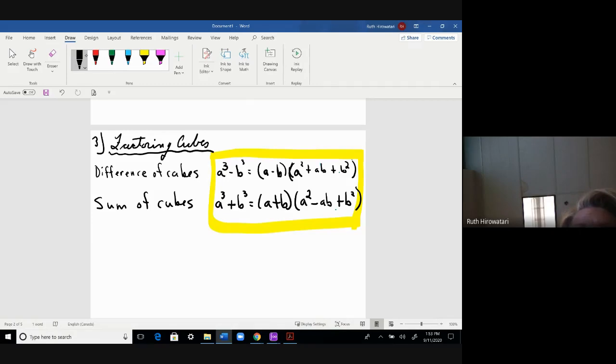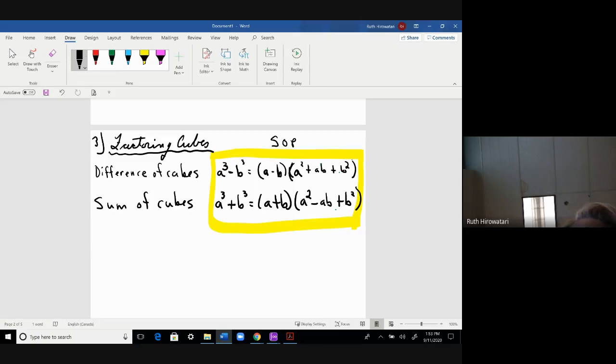A cubed plus b cubed factors as (a plus b)(a squared minus ab plus b squared). I just use this little acronym, SOP, for factoring cubes: same, opposite, positive.